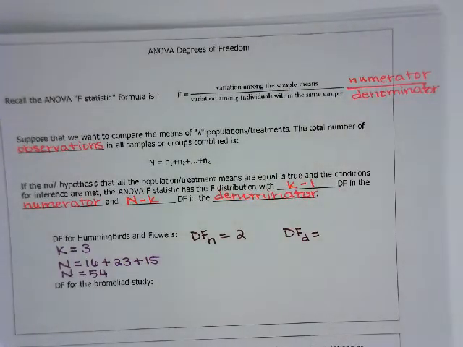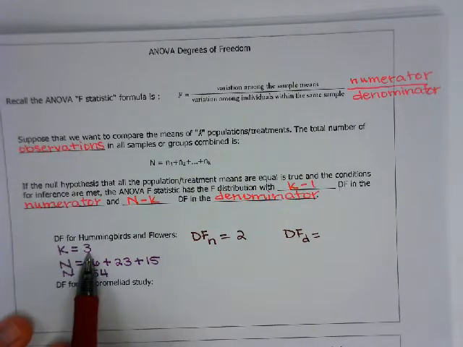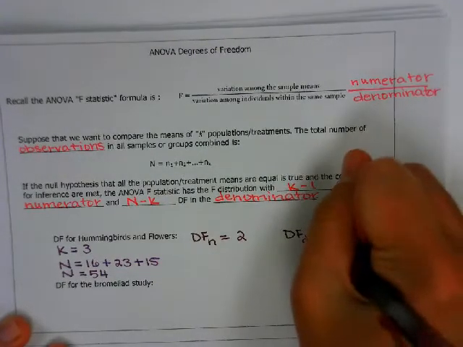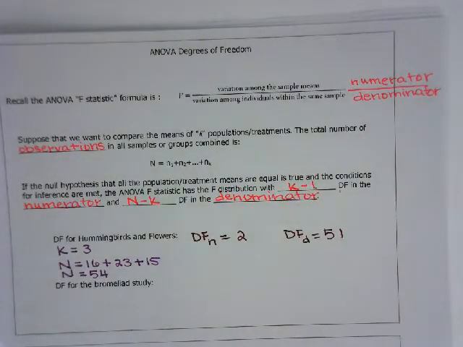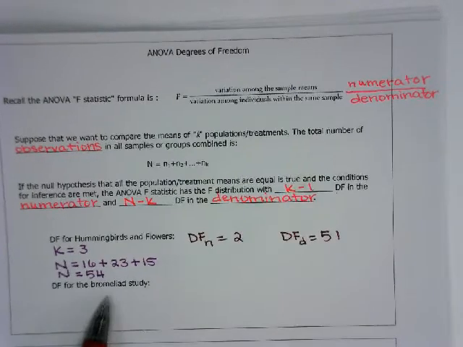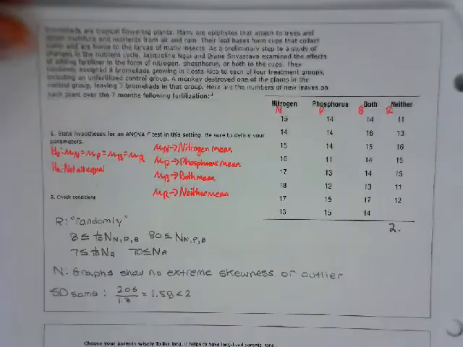You guys are going to find the degrees of freedom for this one that you just did, the bromeliad, the nitrogen, phosphorus, both or neither. Find K, capital N, then use those to find your degrees of freedom. While you do that, I'll hand out the homework so I don't run out of time.